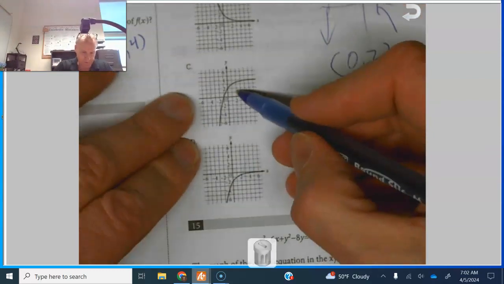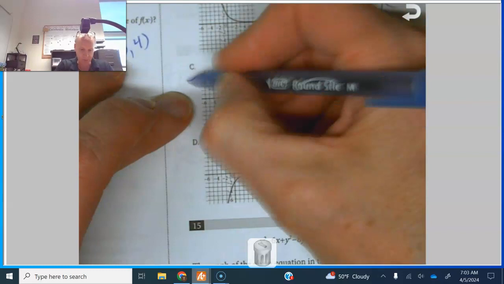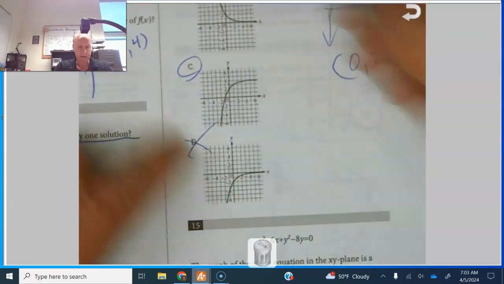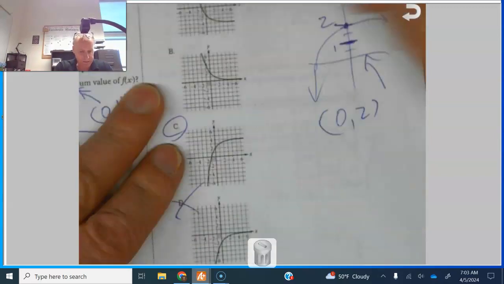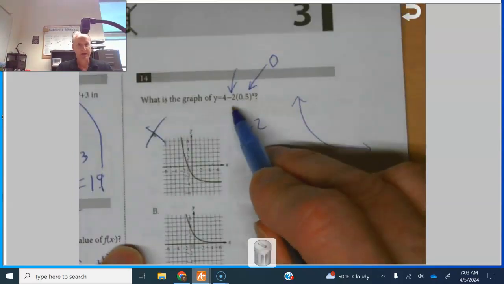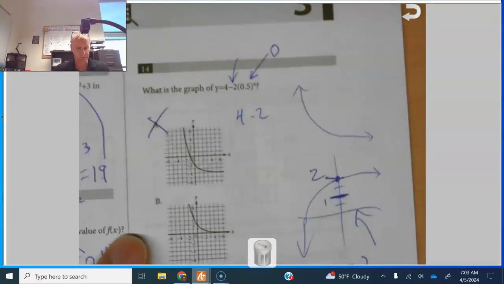This one goes through 0, 2, and it looks like it's going in the right direction, so it looks like it's probably C. This one is not going through 0, 2. And I know that this one is wrong because of that negative in front of my exponential. That negative in front of your exponential is a reflection across the x-axis.